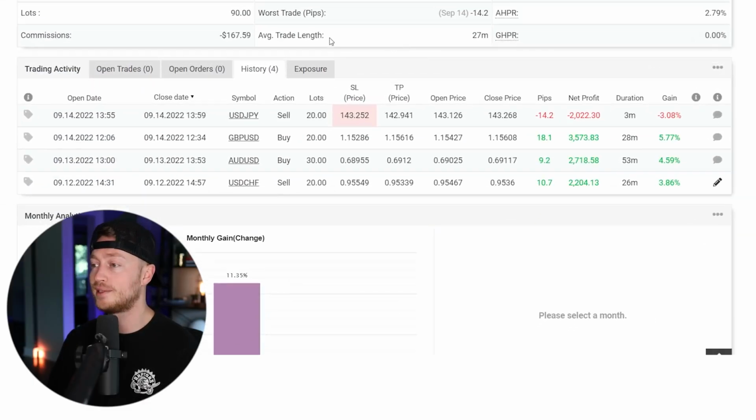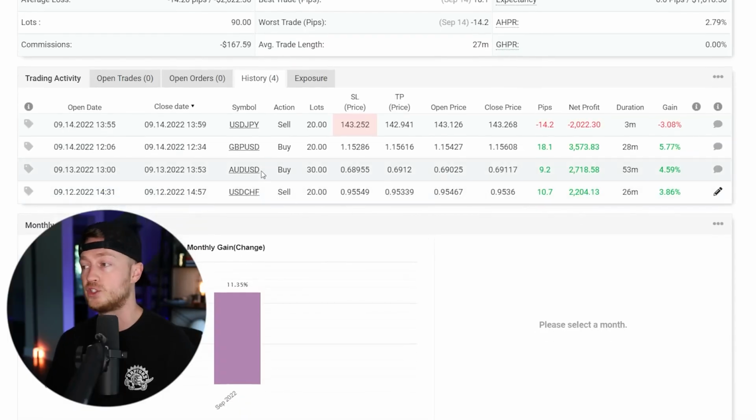If we scroll down here, you could see the average trade length right here was 27 minutes, which is a solid trade length for a scalping strategy because we're in these trades, we're out of these trades, and that's what you want to see with a scalping strategy. Now, at the bottom here, we have the trade history.